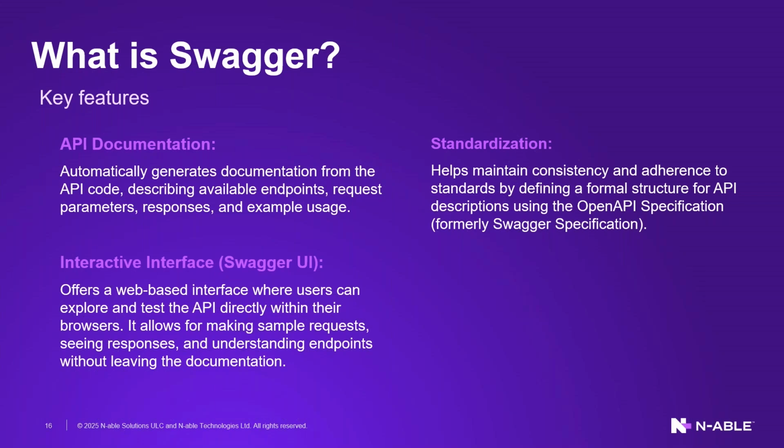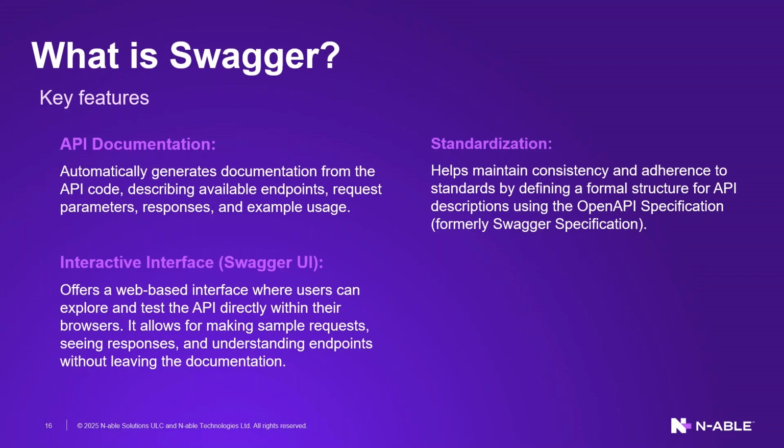Some of the key features of Swagger are the API documentation element. It allows us to automatically generate documentation from the API code, describing available endpoints, request parameters, responses, and example usage. You have an interactive interface, which we're going to look at in a few moments, the Swagger UI. That offers a web-based interface where users can explore and test out the APIs directly within their browsers, and allows for making simple requests, seeing responses, and understanding the endpoints without having to leave the documentation available in Swagger. And also standardization.